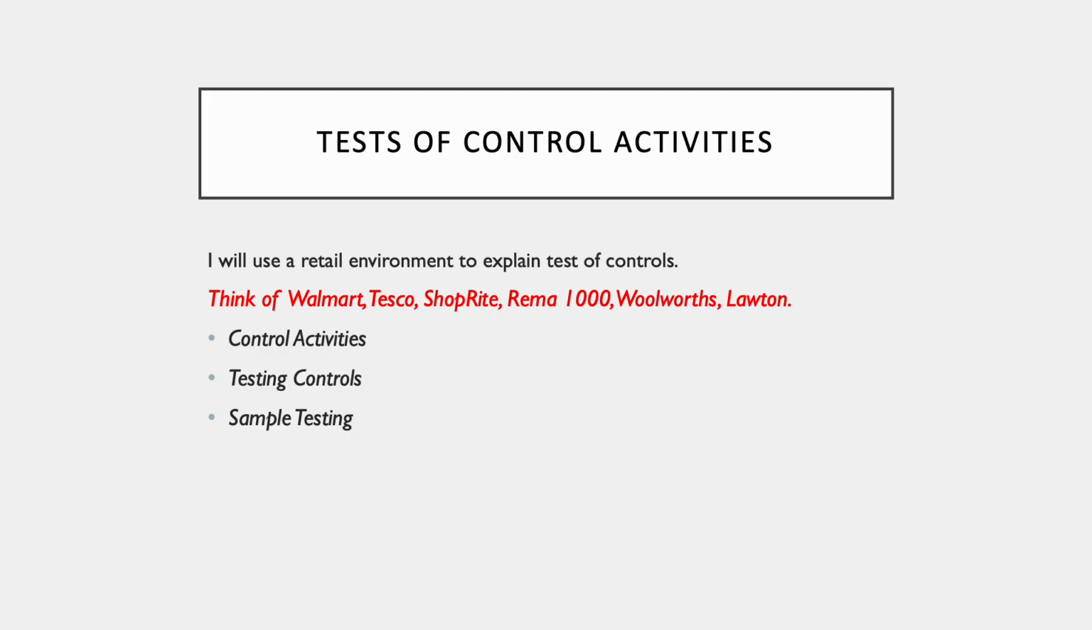When it comes to testing controls, our goal is simple: to determine whether the controls a company has put in place are effective throughout the financial period. Remember, we're not looking for monetary misstatements here. That comes later with substantive testing.